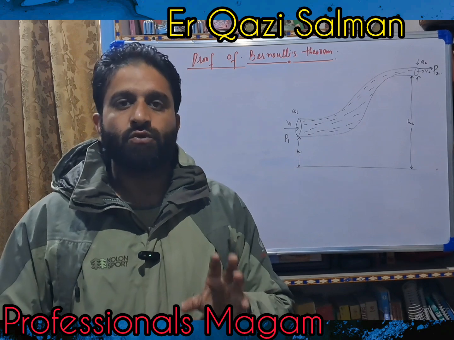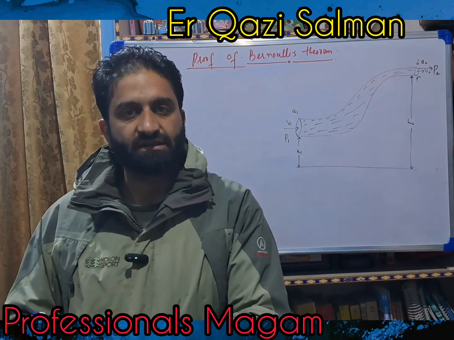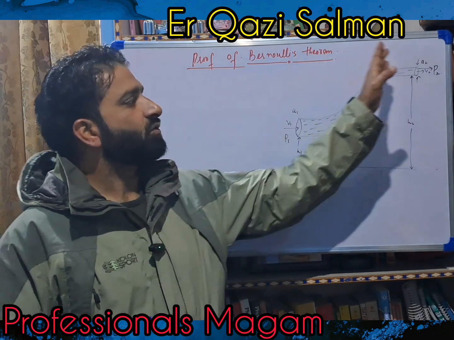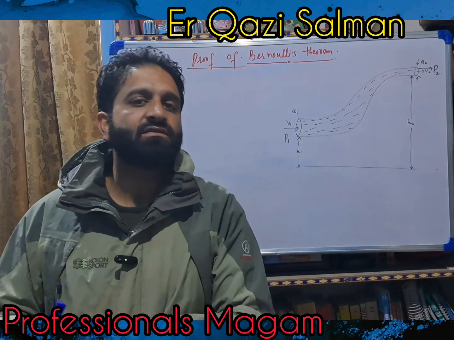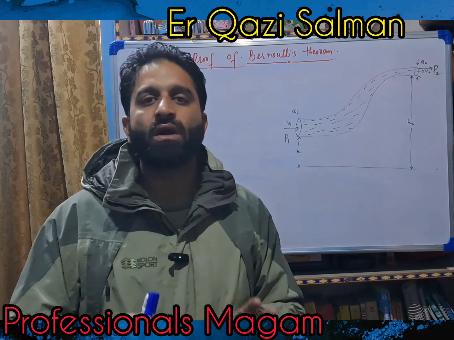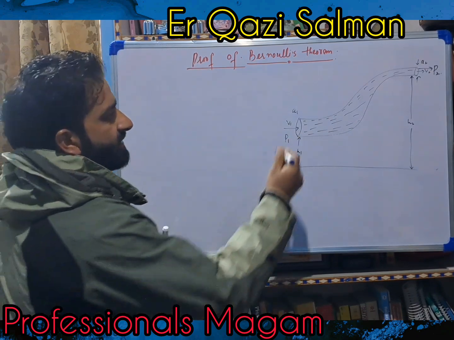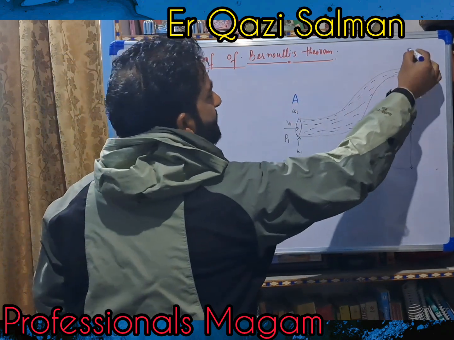We get the proof of Bernoulli's theorem from the statement that the decrease in the pressure energy from point A to point B is equal to the increase in kinetic energy and increase in potential energy. That follows from the law of conservation of energy. So let this be A, let this be B.